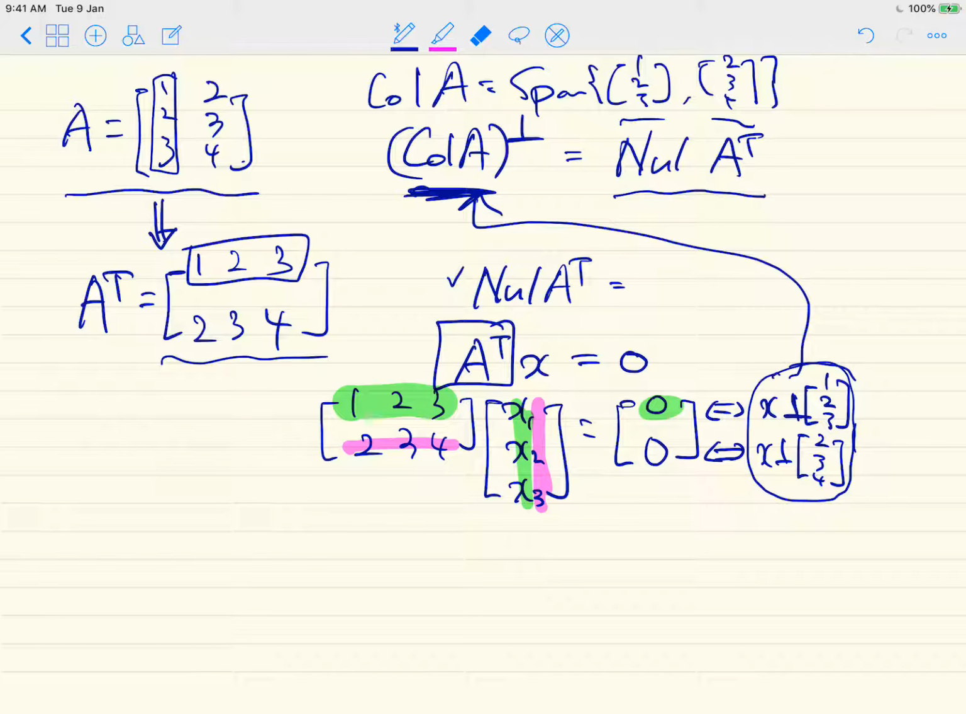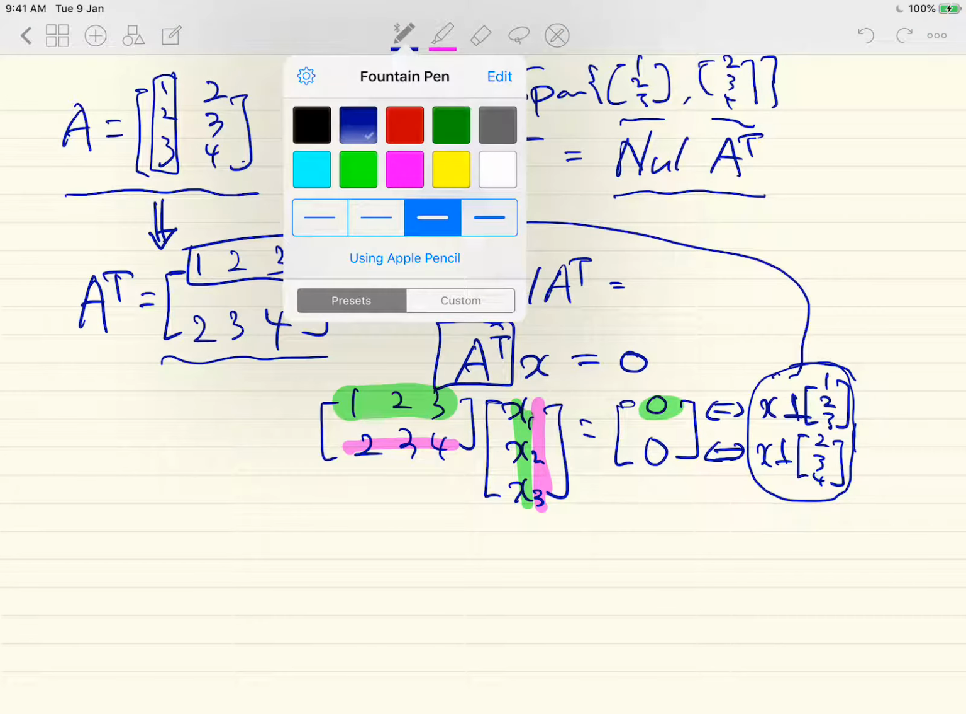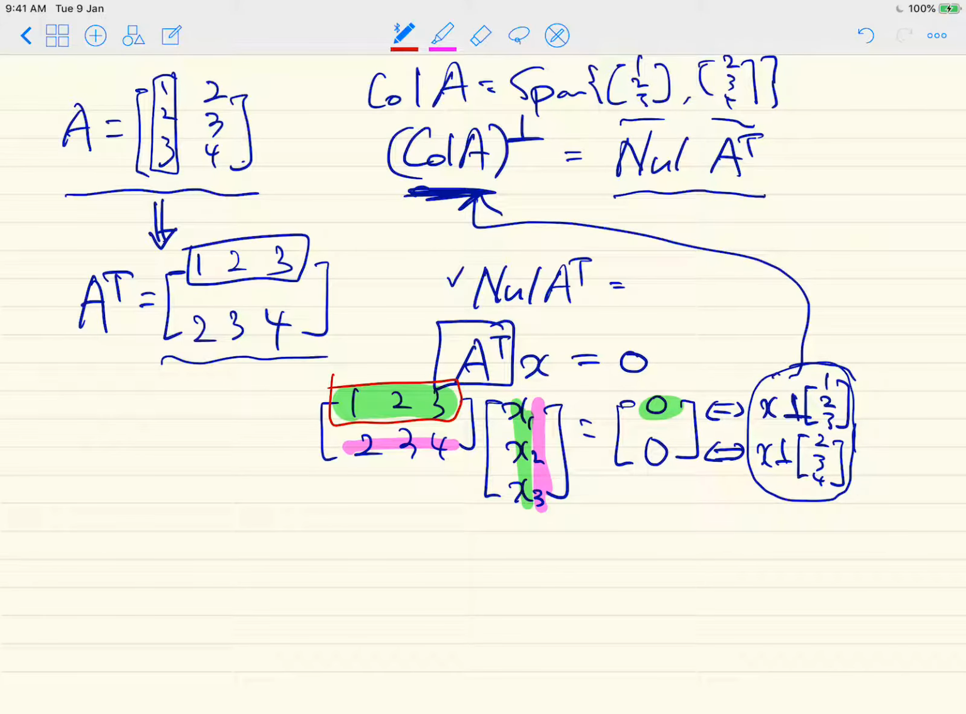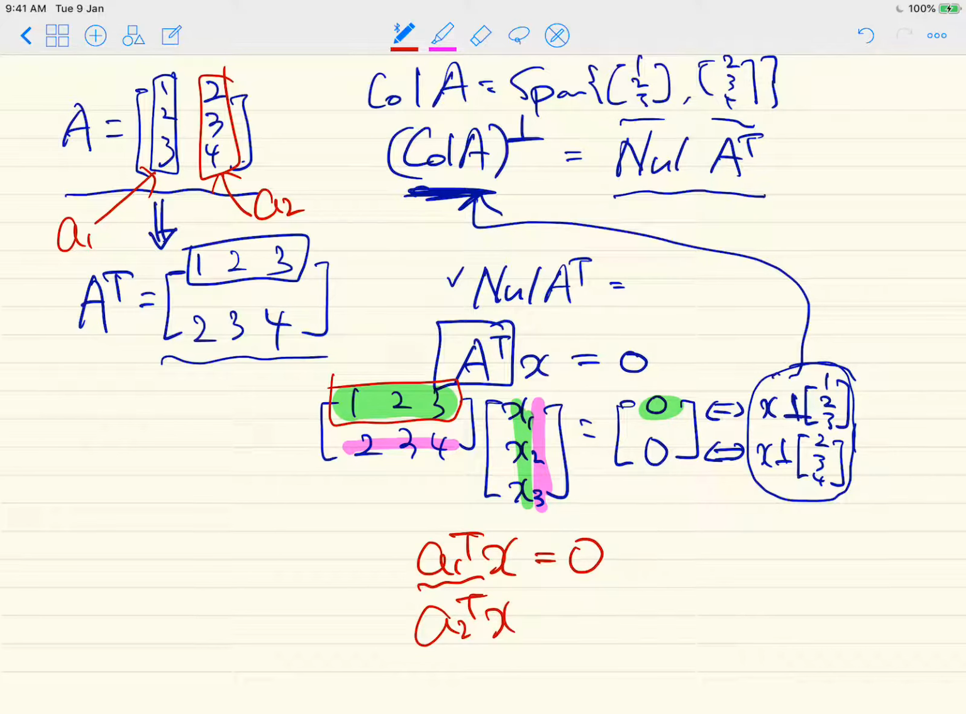By definition, the null space of A transpose contains the rows of A as the columns of A, right? So let's call the first column A1 and the second column A2. A1 transpose x should be 0, A2 transpose x should be 0, right? So we need the rows, right?